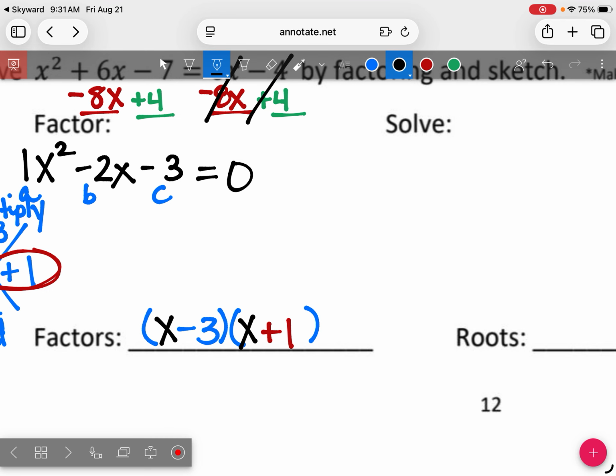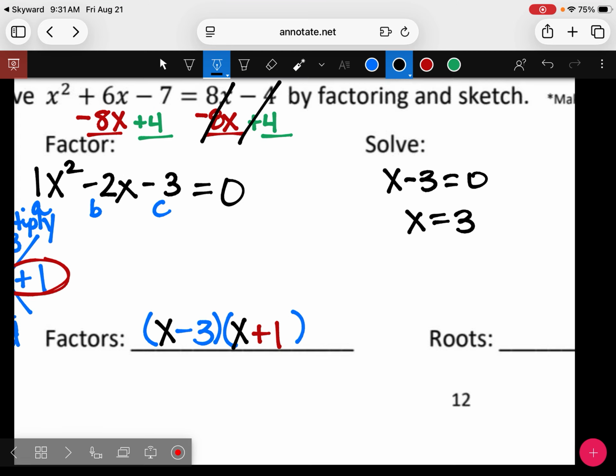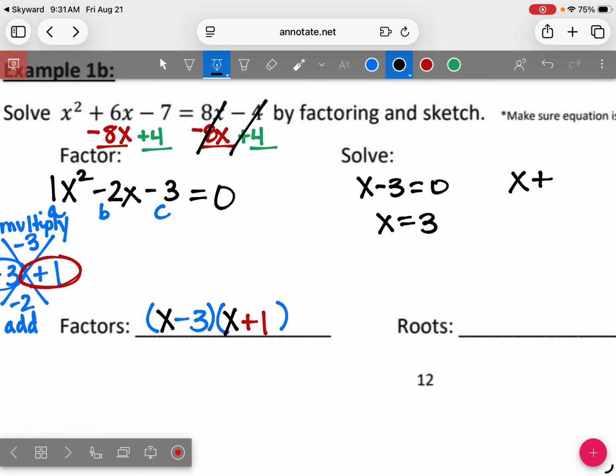So then we're going to take our x minus 3, set that equal to 0. Add 3, you get 3. And then we have x plus 1. Set that equal to 0. Subtract 1, you get -1. So x equals 3. X equals -1.